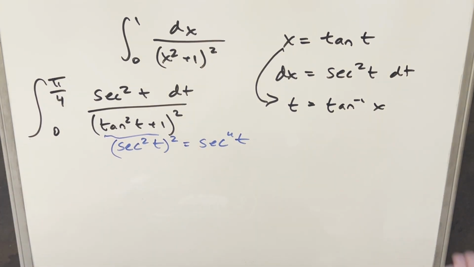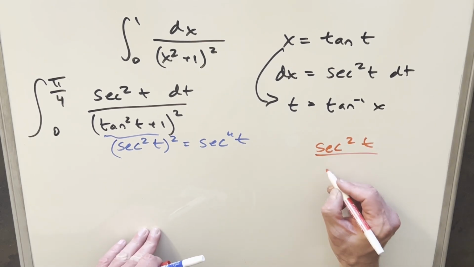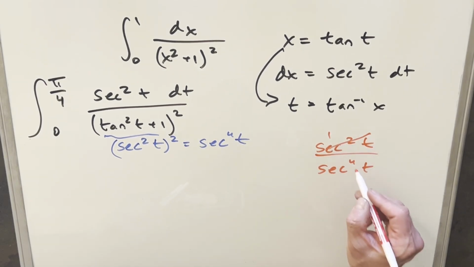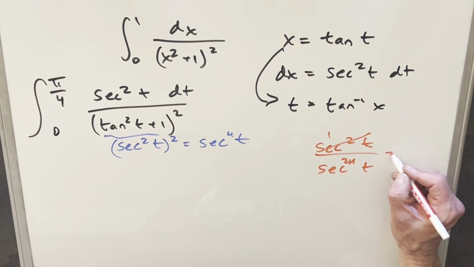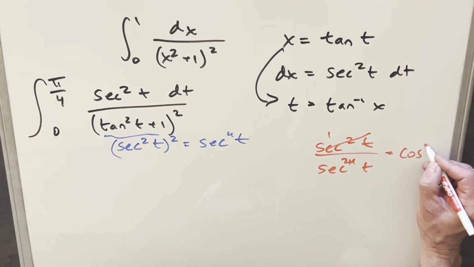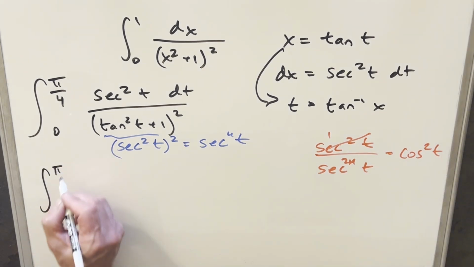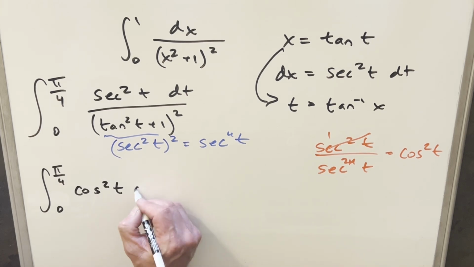And now I might as well just get all the algebra done all at once. So what we have here is secant squared t over secant to the 4th t. What I can do is cancel 2 of these with 2 of these, and we have secant squared t in the denominator. We can just flip it and write this as cosine squared of t. So putting everything together, we're going to be integrating from 0 to pi over 4 cosine squared t dt.